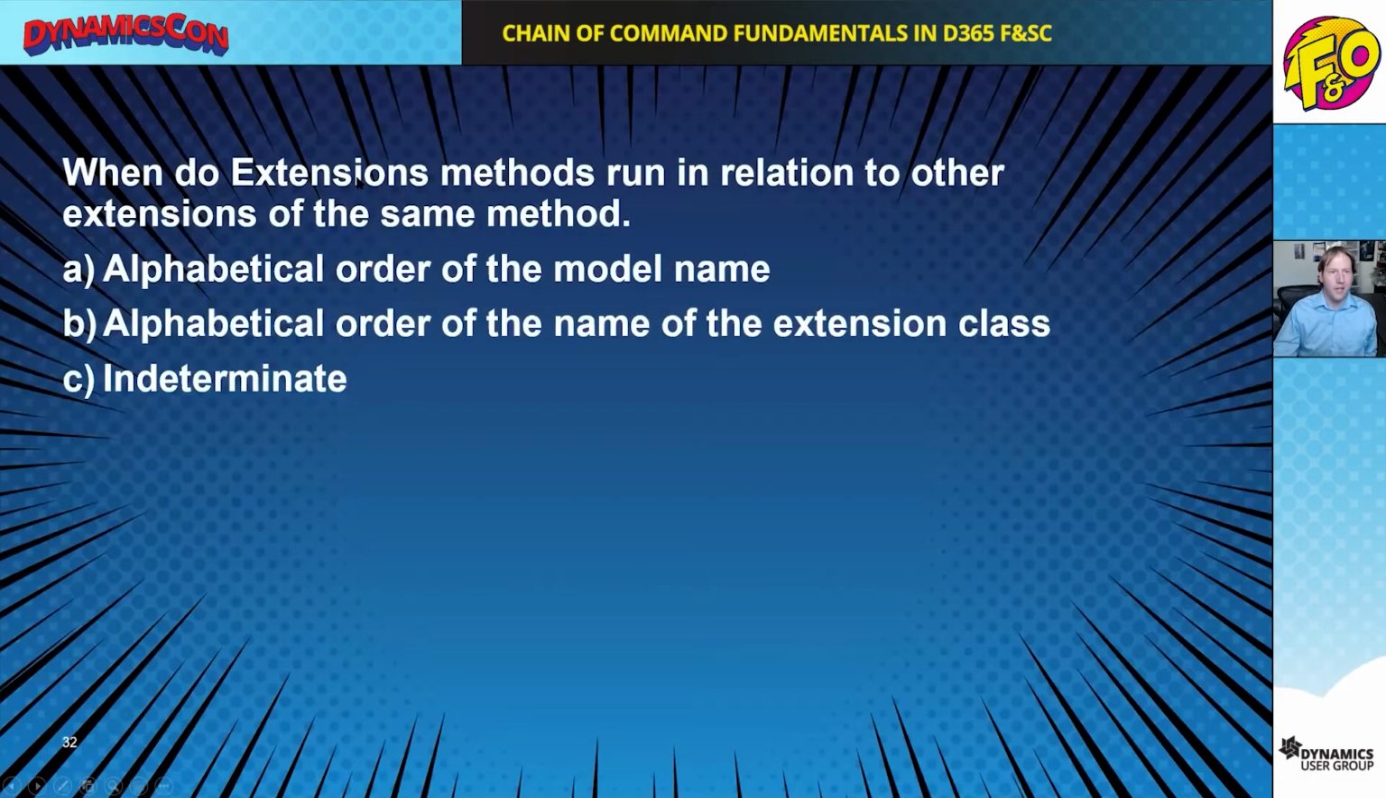All right, when do extension methods run in relation to other extensions on the same method? Alphabetical order of the model name, alphabetical order of the name of the extension class, or indeterminate? That's what we just talked about a minute ago. They're indeterminate. We can't know when our chain of command method is going to run relative to other chain of command methods. So we just need to keep that in mind as we're going through this.